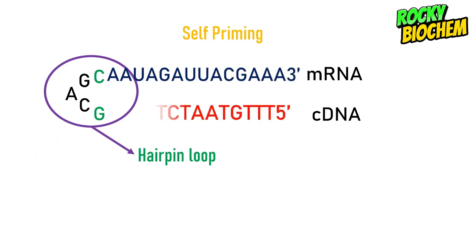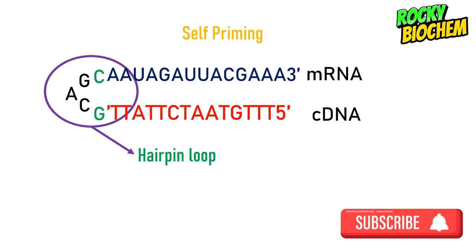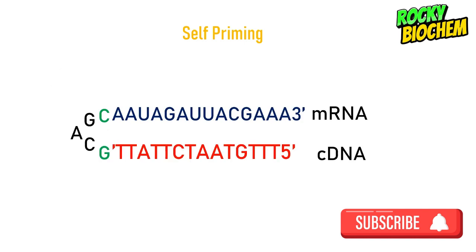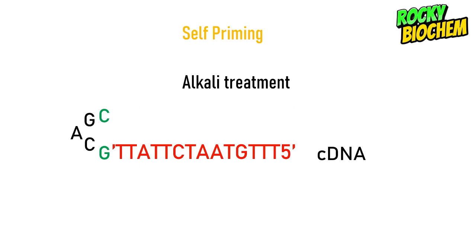Self-priming harnesses the ability of reverse transcriptase to create a hairpin loop at the end of the first strand synthesis. So when you use the enzyme reverse transcriptase to synthesize the cDNA strand, as I discussed in the first strand synthesis, at the end there will be hairpin loop formation. The hairpin loop formation occurs as a result of some intramolecular bonding. Because of the hairpin loop, the mRNA-cDNA hybrid can be treated with alkali to degrade the mRNA. When you treat mRNA with alkali, that is a base, it is not stable and hence will be degraded, leaving only the cDNA strand with the hairpin loop region.